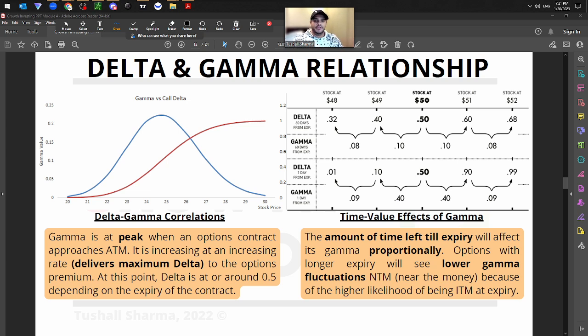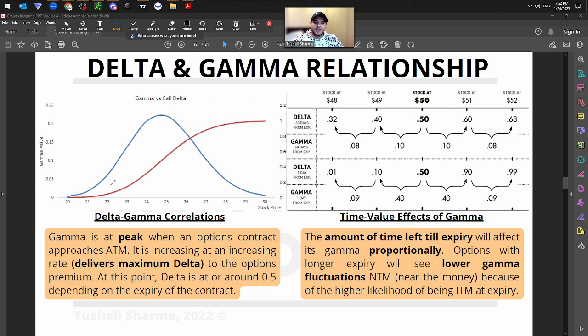But think about all the times when you have taken a contract and the contract is either worthless by the time it's expiring, or you saw the profits go up really quickly and then suddenly drop off. The reason for this is because of gamma. Okay, so gamma is increasing at an increasing pace and delivers the maximum delta to the options premium when it gets to at the money. So from out of the money to at the money, it has the biggest pace of increase. And at this point, delta is at around 0.5, depending on the expiry of the contract, right?